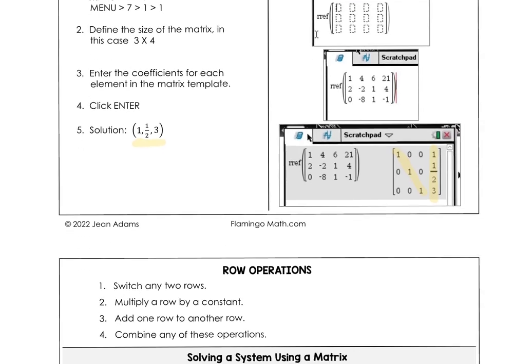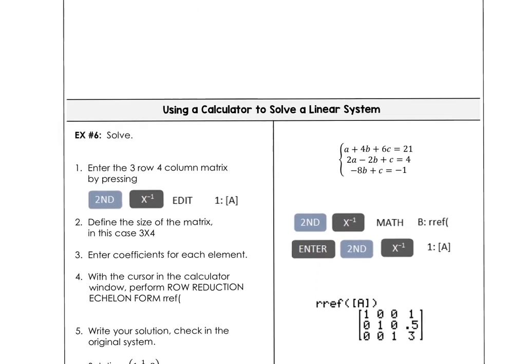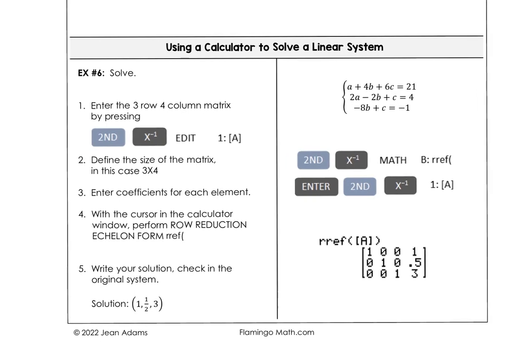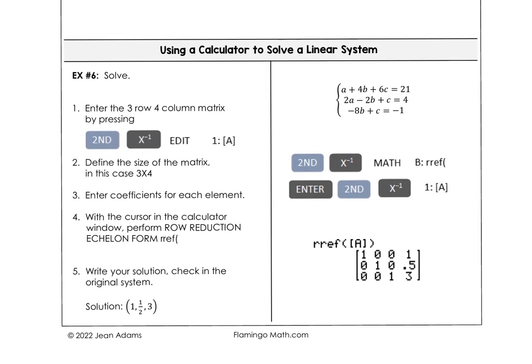Now if you are using the Texas Instruments and it's the TI-84, to do the same thing you have different keystrokes, and those keystrokes show up here. To solve that same exact system, you want to enter the 3x4 matrix by pressing the second button, the inverse button, the edit button, and press 1, and let's name it A. Then we can define the size of the matrix. In this case it is 3x4, and these are the steps to get the row echelon form.